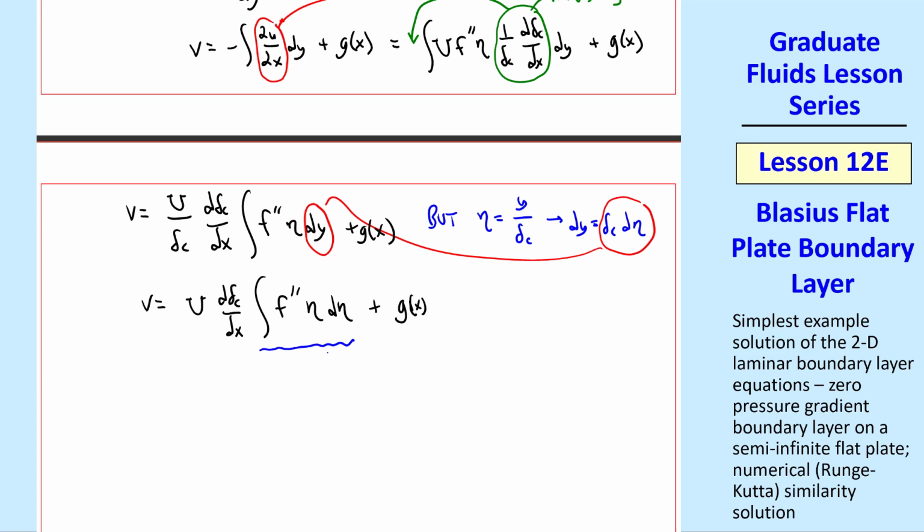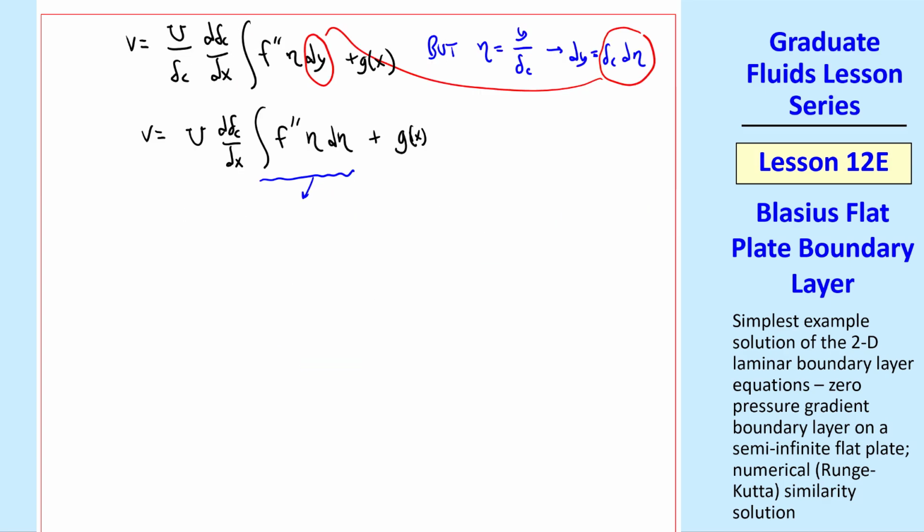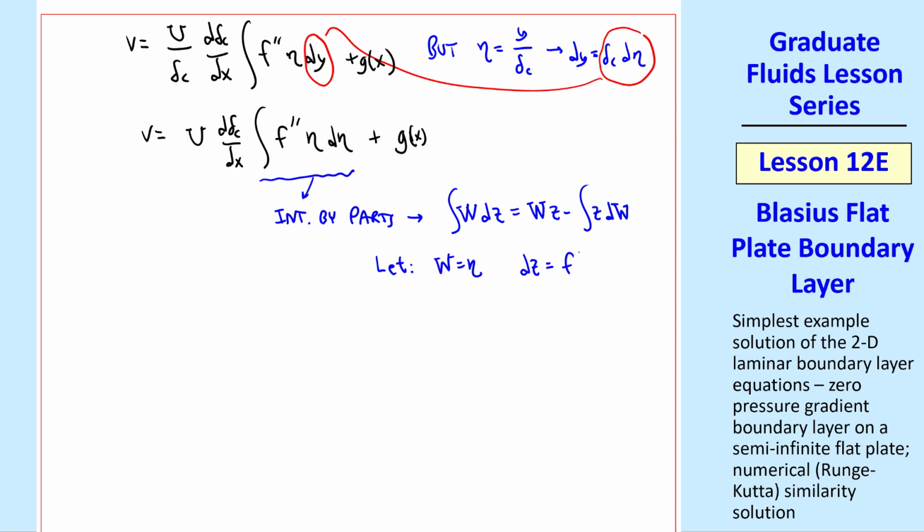Well, what do we do with this integral? The mathematicians among us will immediately see that this is a classic case of integration by parts. You may have used different variables in your calculus class. I learned it as integral of w dz equals wz minus integral of z dw, where here we'll let w equal eta and dz equal f double prime d eta. The derivative dw is thus d eta, and integrating dz gives us z equal f prime.